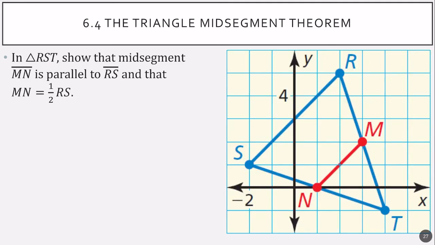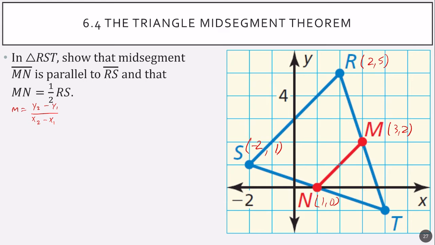So in our triangle, let's show that MN is parallel to RS, and that its length is 1/2 RS. Alright, so for the parallel business, I think we need to use slopes. So the slope formula, but we need some points. So R appears to be (2, 5). M appears to be (3, 2). N is (1, 0). And S is (-2, 1).